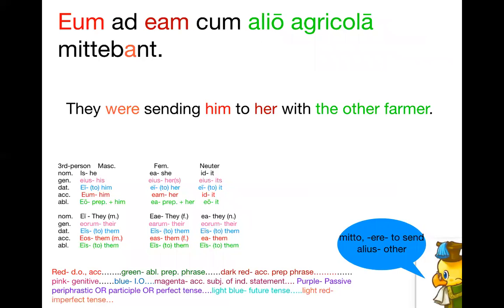So there's some good vocab here, and we have 2 examples of third person personal pronouns. One's masculine, one's feminine. They're both accusative, but they're different kinds of accusative. The first one's a direct object. The second one is the object of the preposition ad.